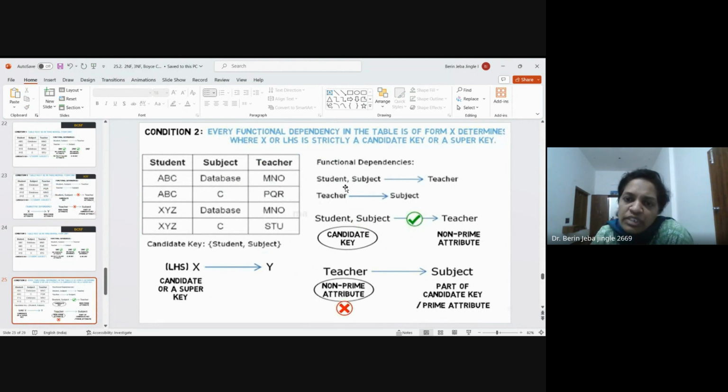When we take these functional dependencies given: teacher depends on student and subject, but teacher depends on subject. That means this LHS does not represent a candidate or super key. So this is not in the form of Boyce-Codd normal form. Here teacher is a non-prime attribute, not a candidate or super key. So how are we going to decompose this table into Boyce-Codd normal form?